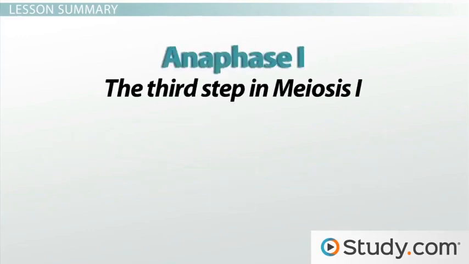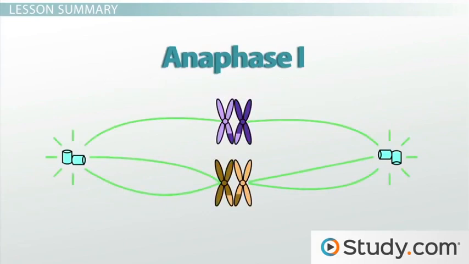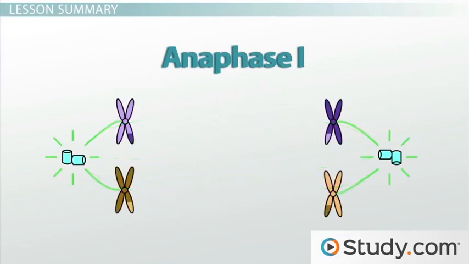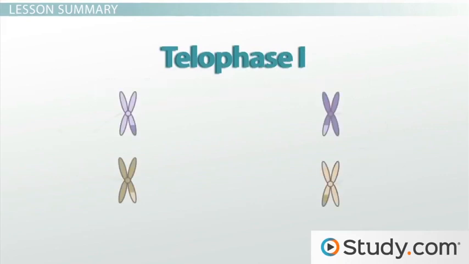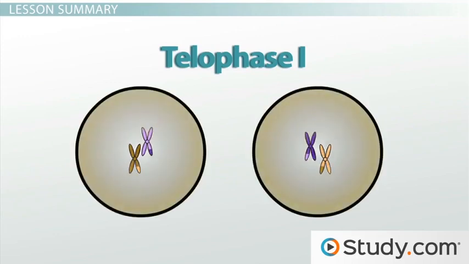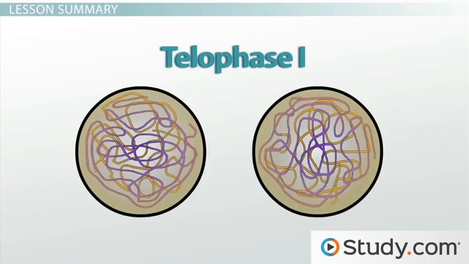Anaphase 1 is the third step in meiosis 1. During anaphase 1, the physical connection between homologs is broken, allowing spindle pole tension to pull each homolog to its respective pole. Telophase 1 is the fourth and final step of meiosis 1. During telophase 1 of most organisms, the nuclear membrane reforms and the chromosomes decondense. This is then followed by cytokinesis.